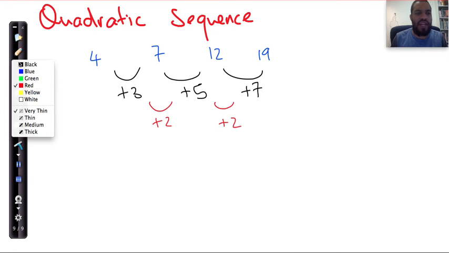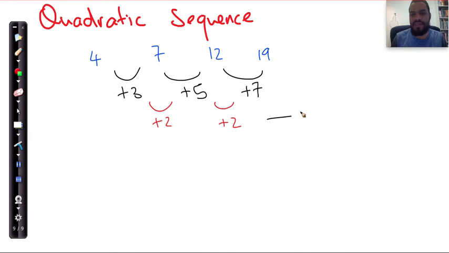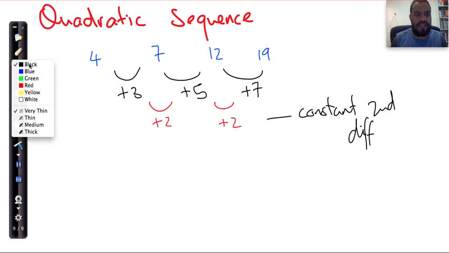And so when I have a constant second difference, things qualify as a quadratic sequence.